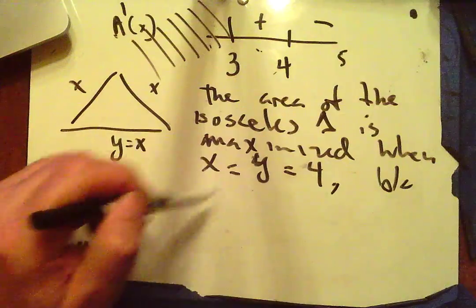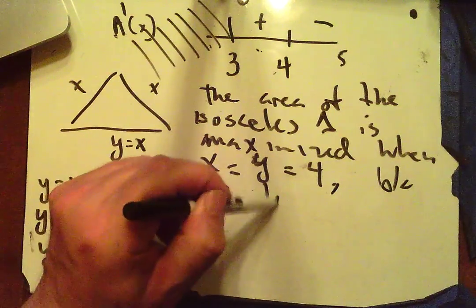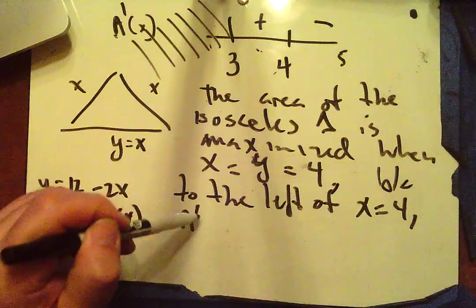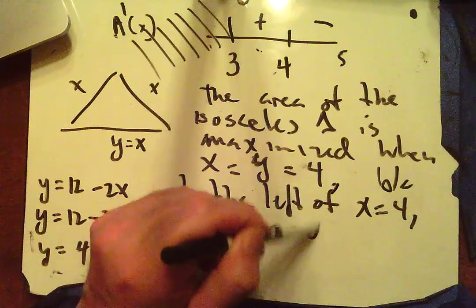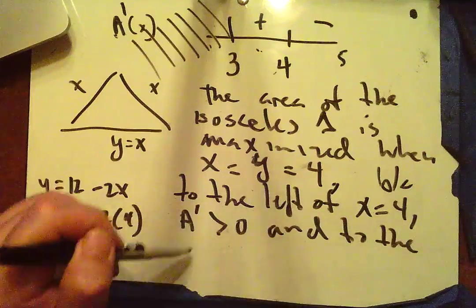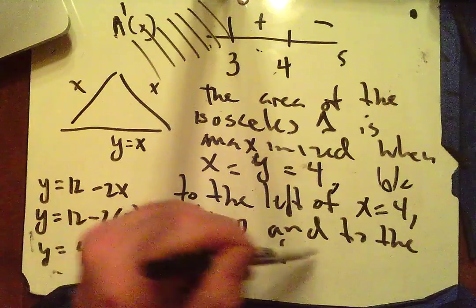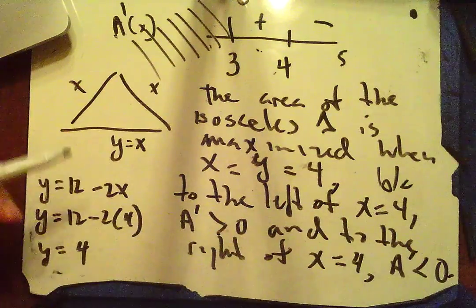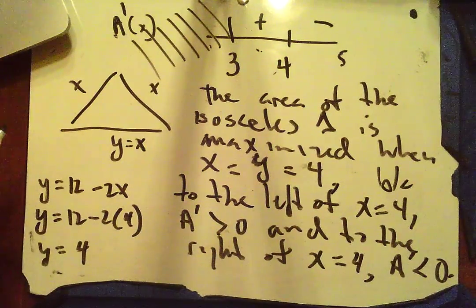Because to the left of x equals 4, A prime is greater than 0, and to the right of x equals 4, A prime is less than 0. All right, there's number 6. Let's take a look at 7.